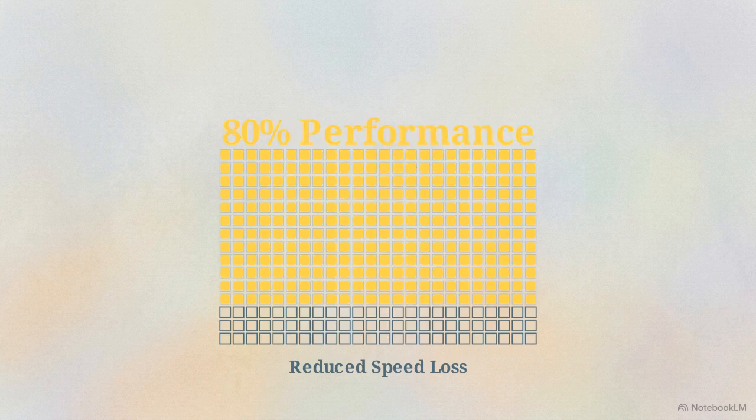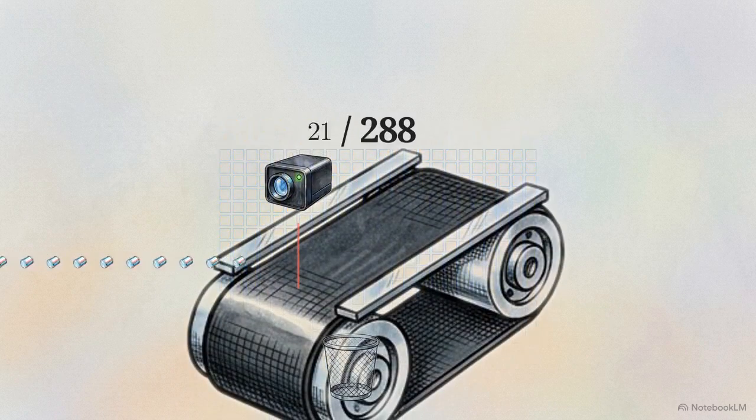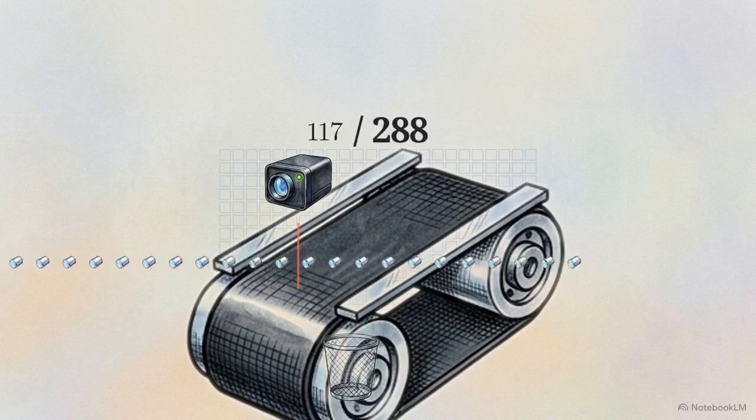Finally, quality. Out of those 288 parts produced, 14 fail to meet specification. The quality score registers at 95%. The final equation reveals the truth. 0.75 times 0.80 times 0.95. The existing machine is operating at an OEE of only 57%.